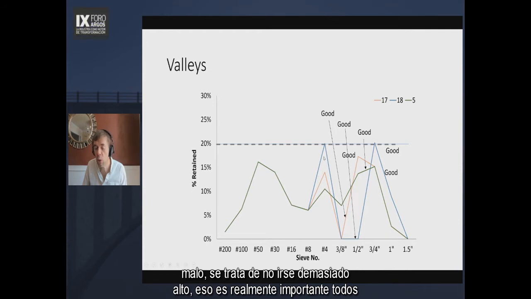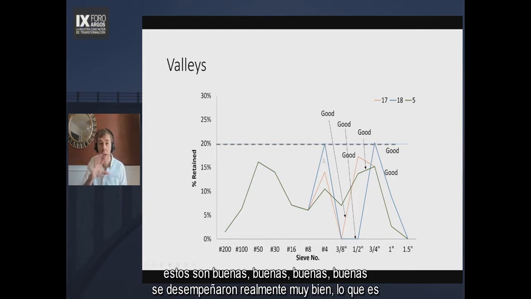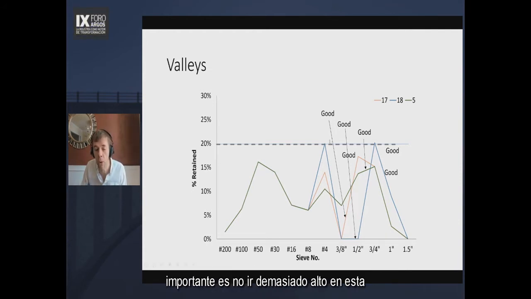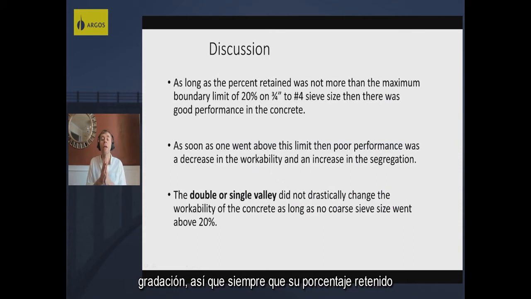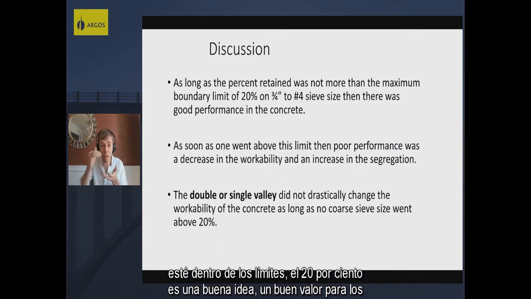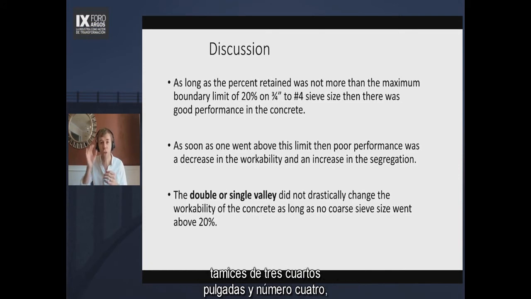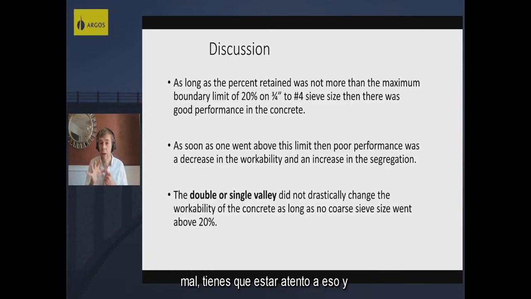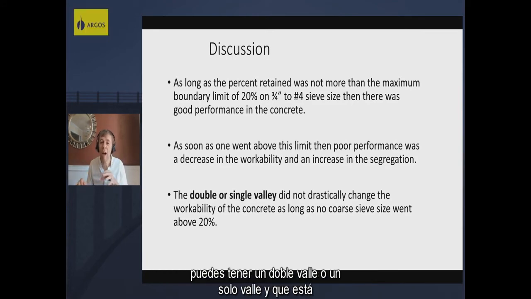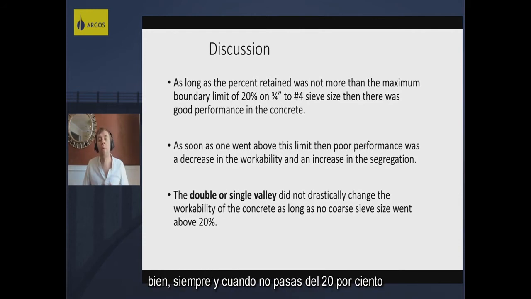That's really important. These are all good, good, good, good. They performed really, really well. What's important is not going too high in this gradation. So as long as your percent retained was within the limits, 20% is a good value for the 3/4 inch to the number 4 sieve. But as soon as you start to go over this limit, that's when things start to get bad. You have to watch out for that. And you can have a double valley or a single valley, and it's okay as long as you don't go above 20%.